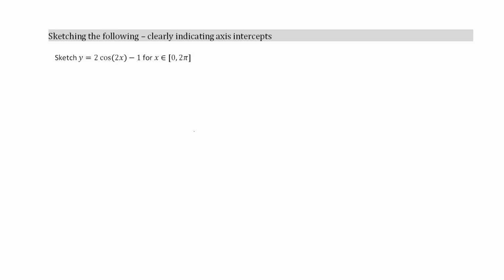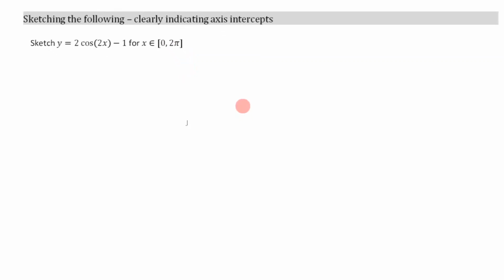So we're going to answer this question before us. It's asking us to sketch y is equal to 2 cos 2x minus 1 for x is an element of 0 to 2 pi. Now what makes this different is the fact that we have this minus 1 here, and that's causing a vertical shift down. So we've got a vertical translation.